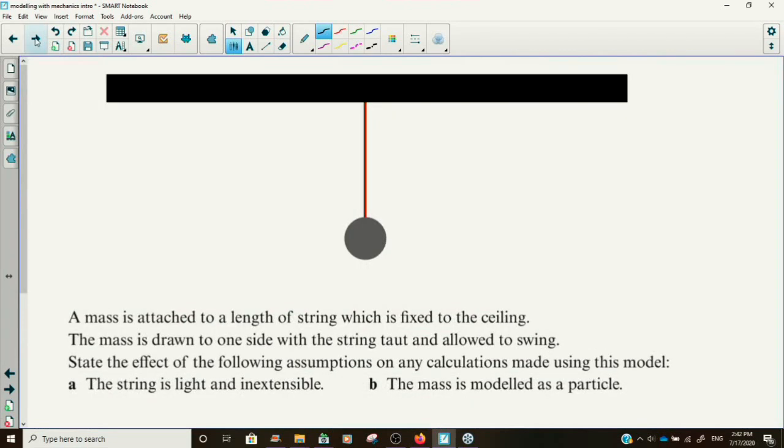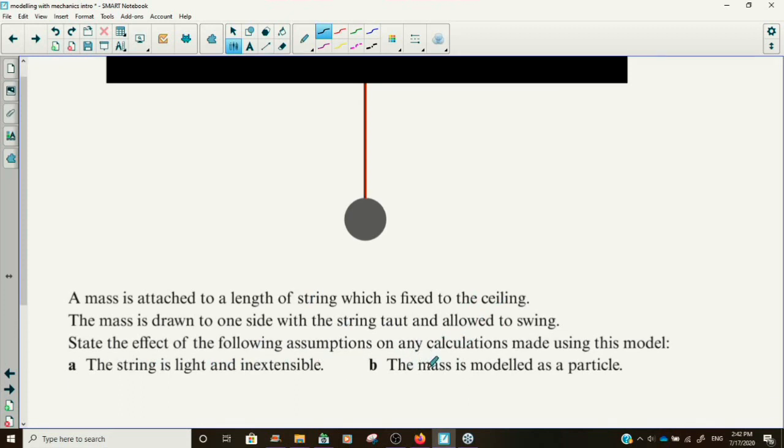Here's a very simple example to do with modelling assumptions. So here we have an object that's connected to the ceiling via a light inextensible string, and you need to state the effect of the following assumptions on any calculations made with this model. So how would our calculations be affected if we assume the string is light and inextensible? And how would the calculations be affected if the mass is modelled as a particle? So what kind of things are we ignoring or taking into account?